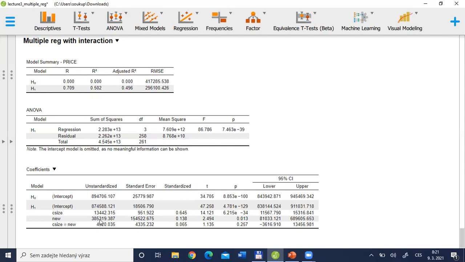That's a price we add to the flat if it's new. Or if we would like to be even more precise, if we take the price of an old flat of average size, so it means this value, then for an average flat which is new, we must add this constant. So the intercept for a new flat will be this value plus this value.